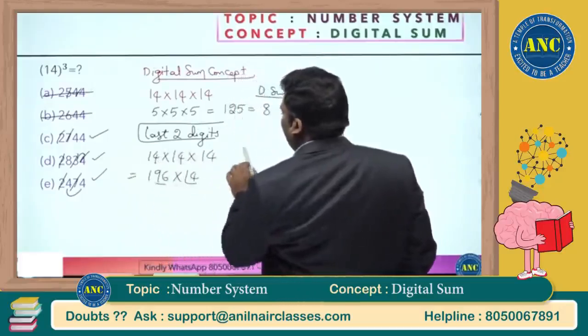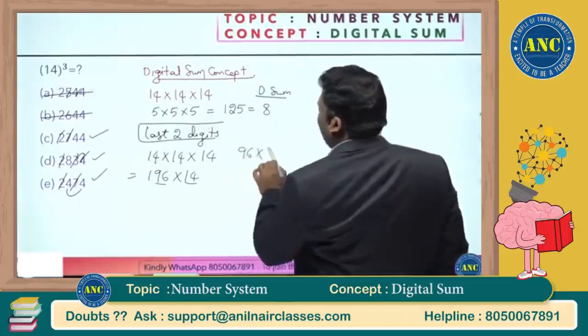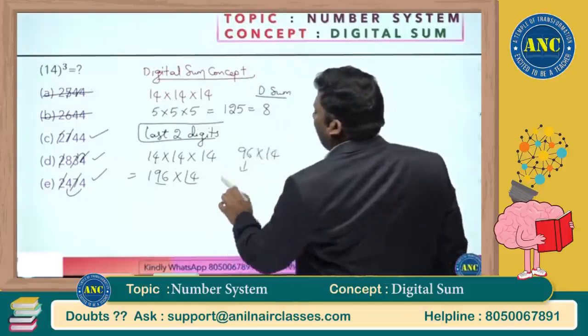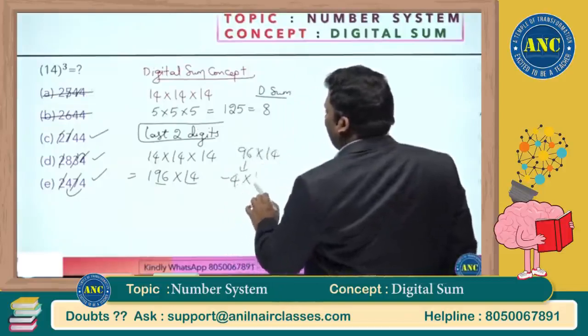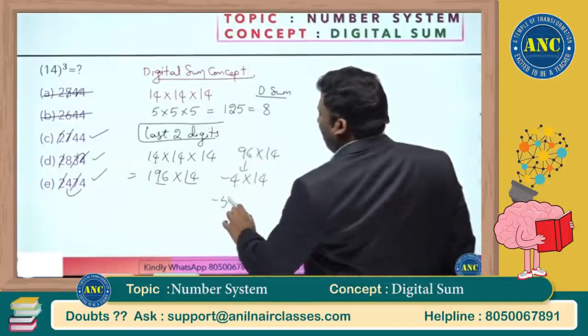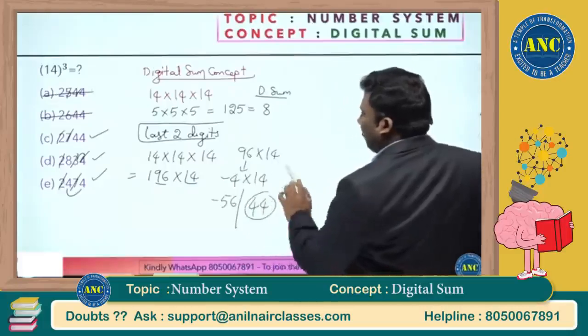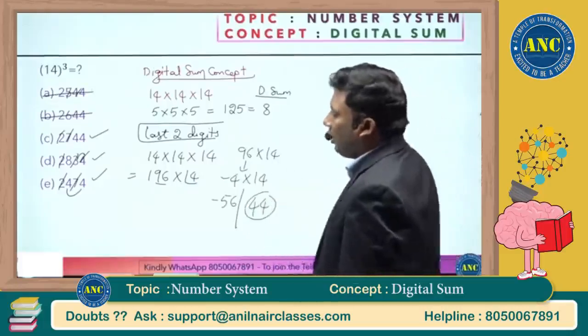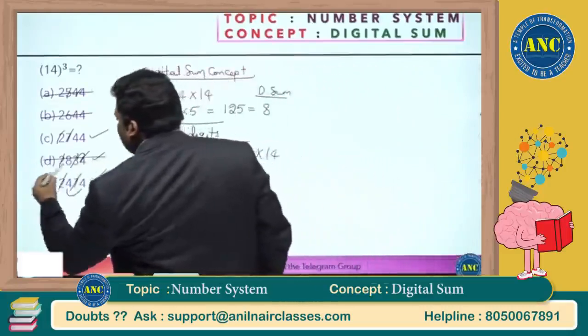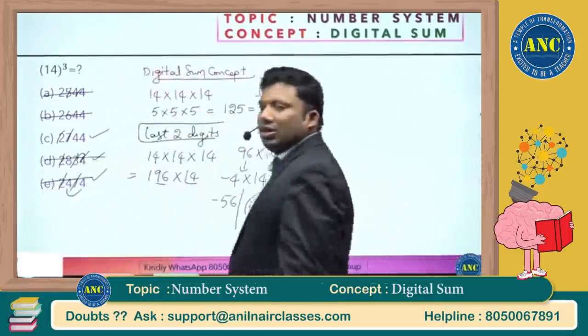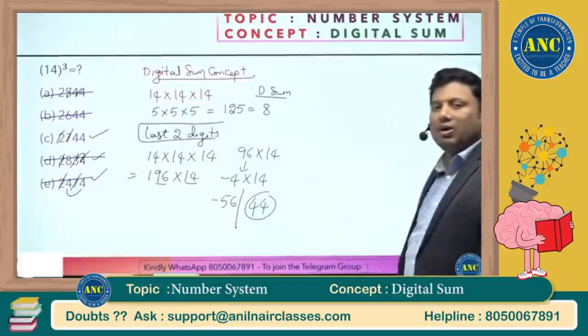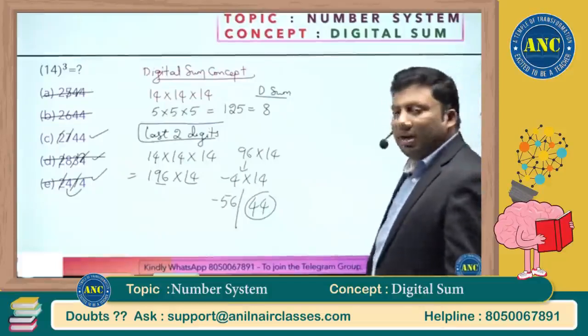Taking the last 2 digits, 96 into 14. 96 divided by 100 gives negative remainder minus 4, and minus 4 into 14 is minus 56. Negative remainder minus 56 gives positive remainder 44. So the other options cannot be the answer. I hope the idea is clear.